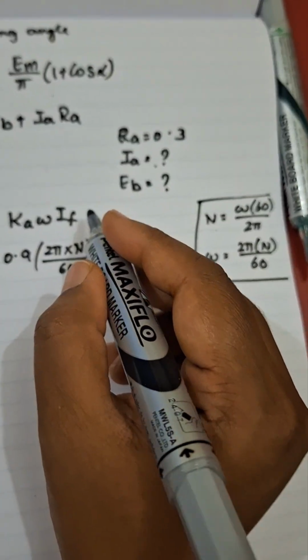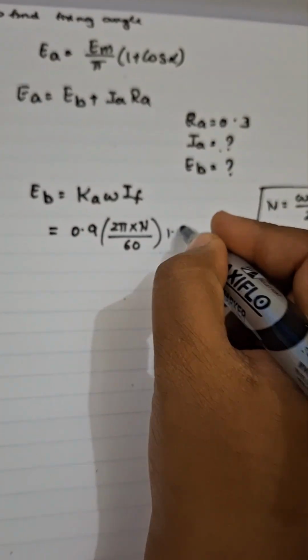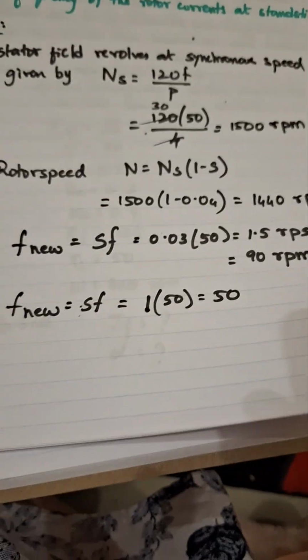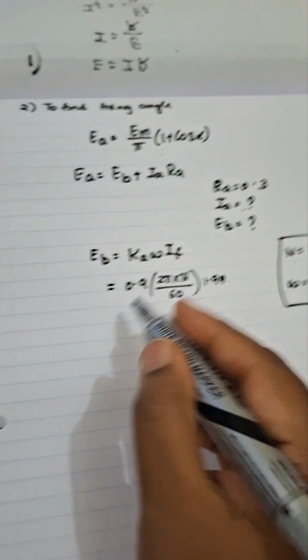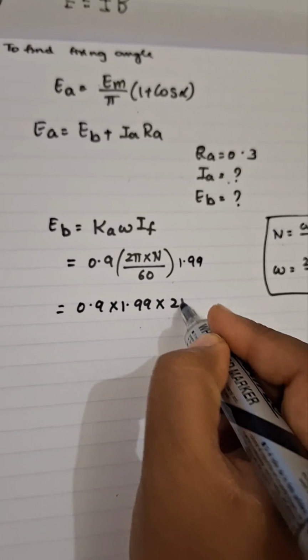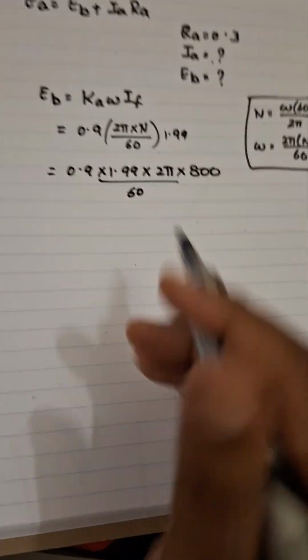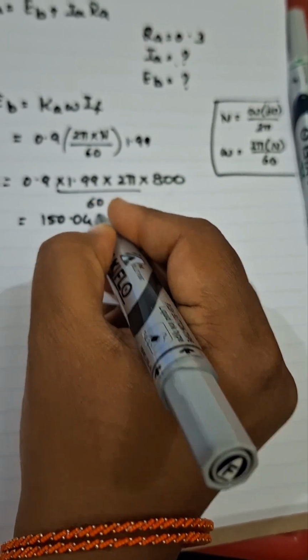Now omega I will write as 2 pi times N by 60. IF, the field current, we got as 1.99. N is the speed, given as 800 RPM. So we can write it as 0.9 times 1.99 times 2 pi times 800 divided by 60. By using the calculator, you will get 150.04 volts.